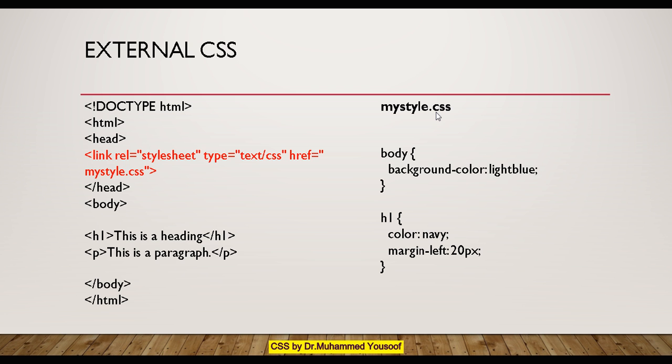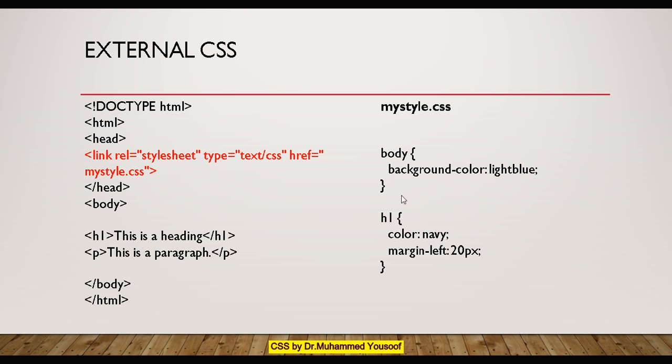Here what you do is open Notepad and start typing the code like this. Just type this code in the Notepad file, and when you save the file, you save it as mystyle.css. Now what happens? This file defines a style for body and for the H1 element. The background color is light blue, and for H1 the color is navy and the margin is 20 pixels. Now when you use H1, this color will automatically become navy, and the margin will be left.